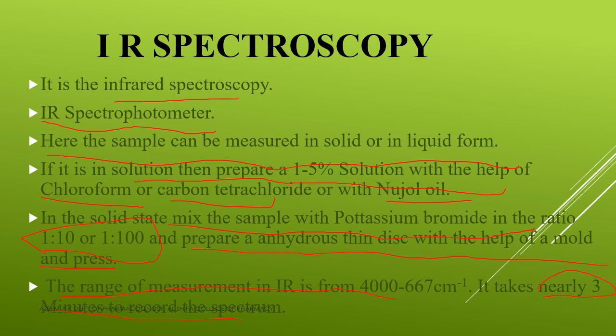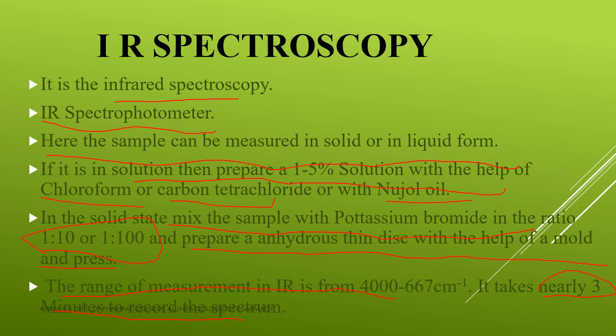Clear? So IR spectroscopy is infrared spectroscopy, and the instrument used here is the infrared spectrophotometer, and here the sample can be measured in solid or in the liquid form. And if it is in solution, then prepare a 1 to 5% suspension with the help of chloroform, carbon tetrachloride, or with Nujol oil. And in the solid state, mix the sample with potassium bromide in ratio 1:10 or 1:100. Then prepare an anhydrous thin disc with the help of a mold and press. Then the range of measurement is from 4000 to 667 centimeter inverse, and it will take nearly 3 minutes to record the entire spectrum.